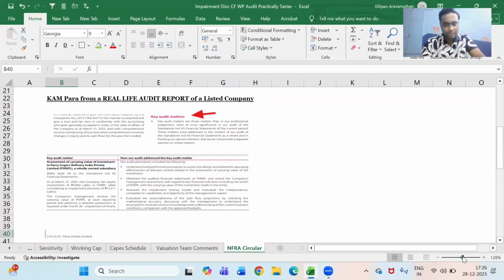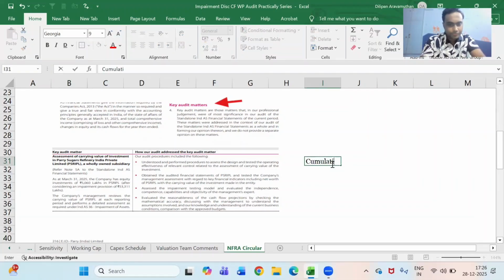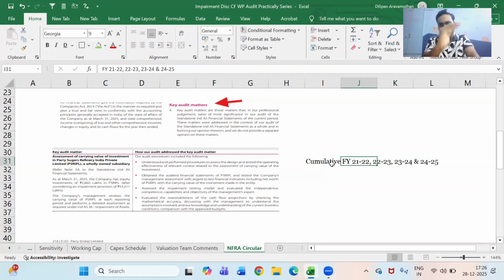Assessment of carrying value of investment in PSRIPL, wholly owned subsidiary. As of March 31, 2025, the company has equity investments of 5060 lakhs in PSRIPL after considering impairment provision of 53,311 lakhs. So this impairment provision is cumulative, in the sense this would be the summation of financial year 21-22, 22-23, 23-24, and 24-25, right? So this would be the summation of everything. Like this is basically the balance sheet number till date. I hope that is very clear.